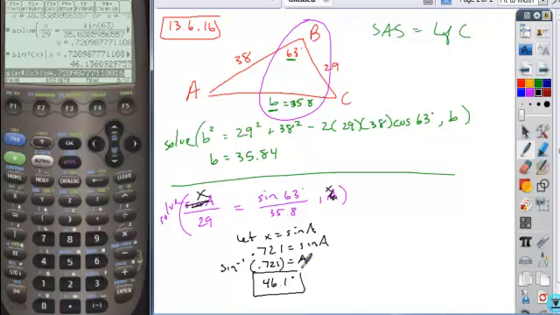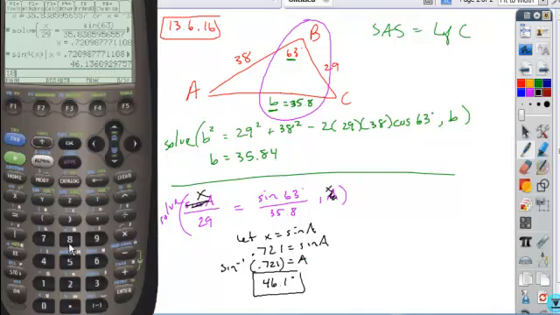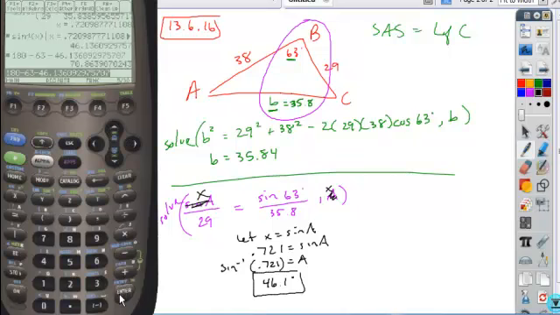And so it looks like they didn't use the exact answer. They used just 46. But once you have this measure, you can take the sum of the angles, 180, subtract what you have, 63 and this 46, and that leaves you with your remaining angle of 70.8 or 70.9 in this case.